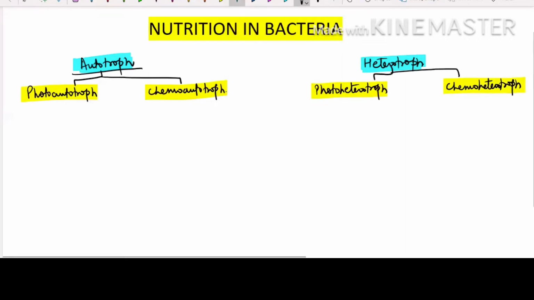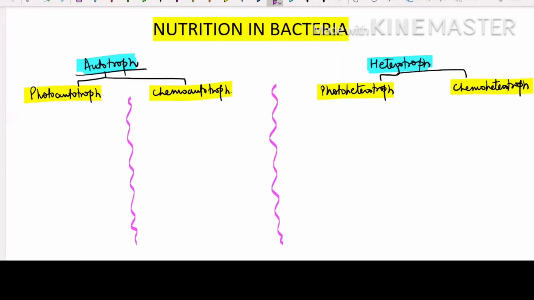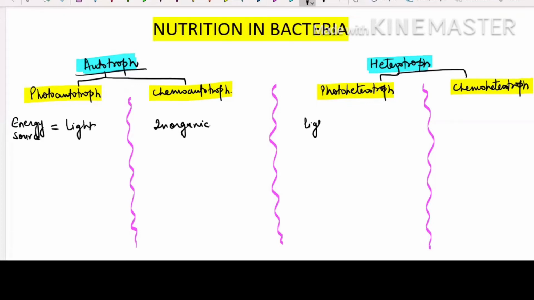Now see, this is a simple mind map I'm trying to give to you. Try to learn it properly. First of all, energy source. Here the energy source is sunlight. Here the energy source is inorganic substance. Here the energy source is again light. But here the energy source is organic substance.